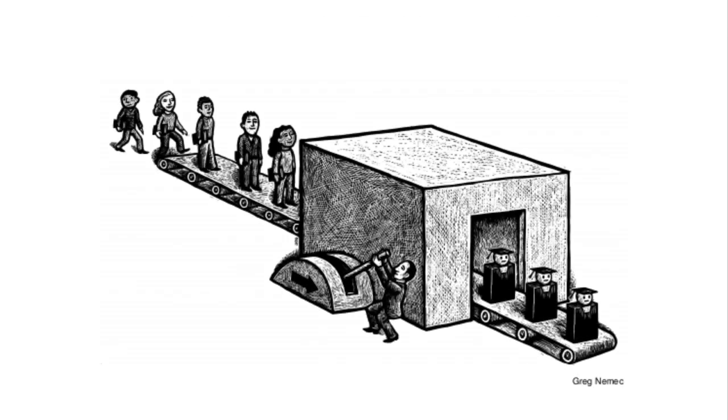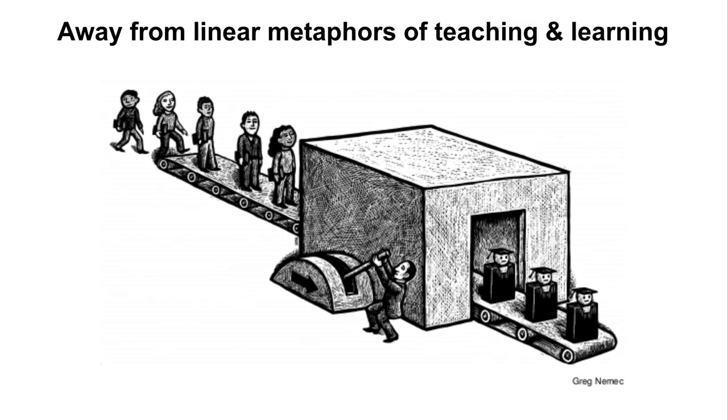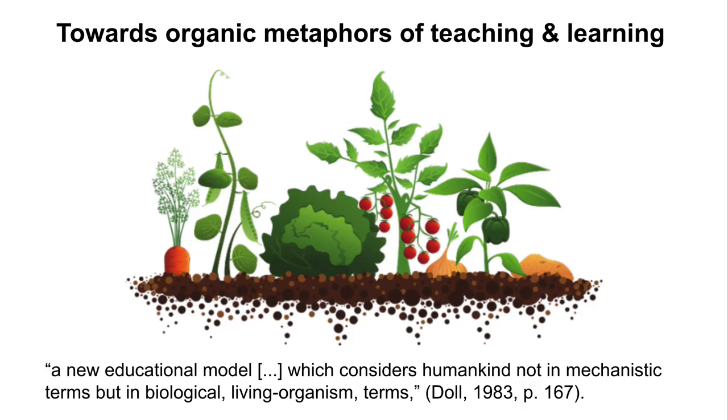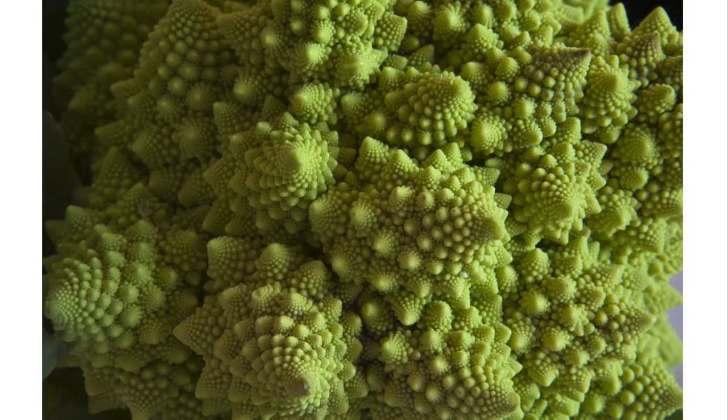And so with those irrelevant linear relationships, we have to start to move away from linear metaphors that we use. And we see this happening in education as we move towards more organic metaphors in the 60s and 70s, which looked to describe human behavior in biological terms. Of course, what we learn is when we look at biology or the natural world, we find infinite complexity.